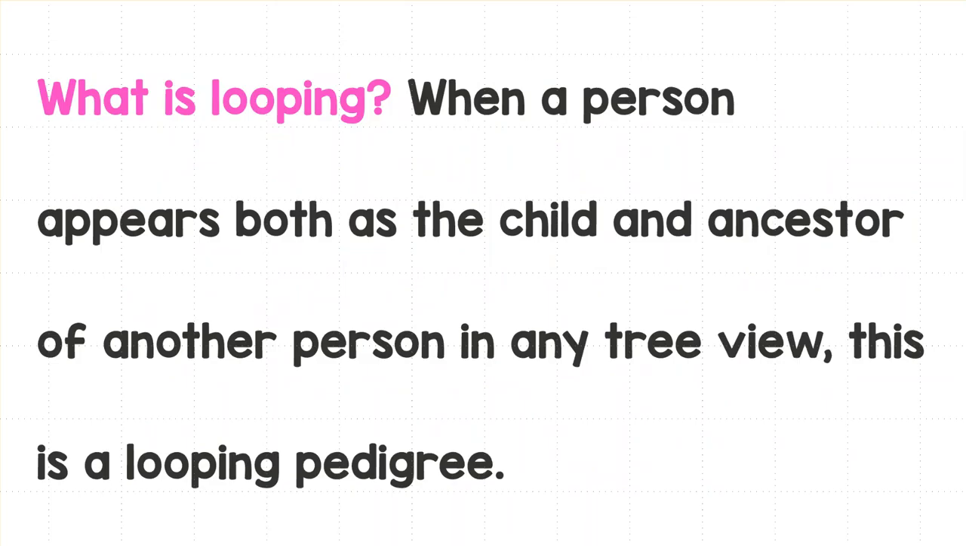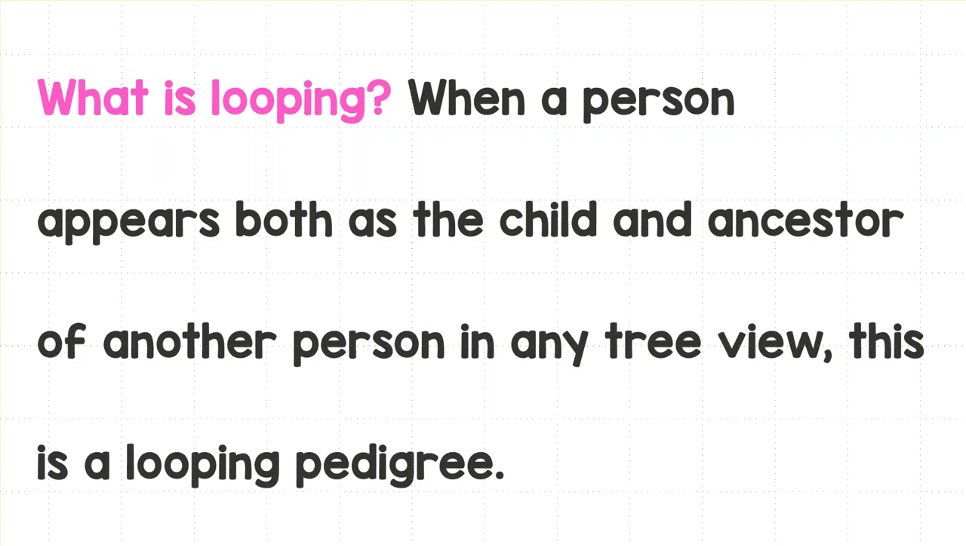So what do I mean by looping pedigree? Looping is when a person appears both as the child and the ancestor of another person. So it's kind of like that old joke, I'm my own grandpa. It can sometimes happen in FamilySearch Family Tree. It's an error, and it needs to be corrected. But that's what looping is.